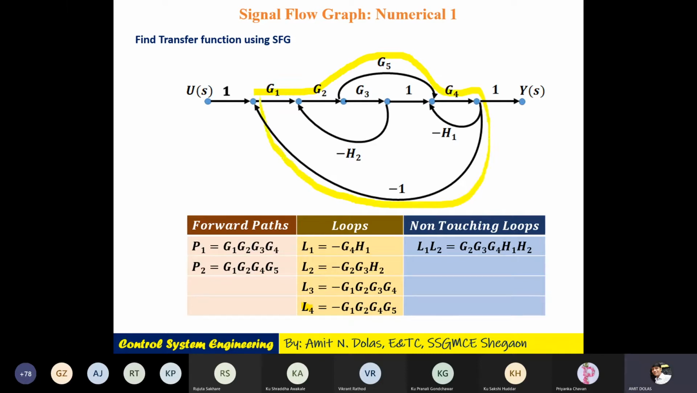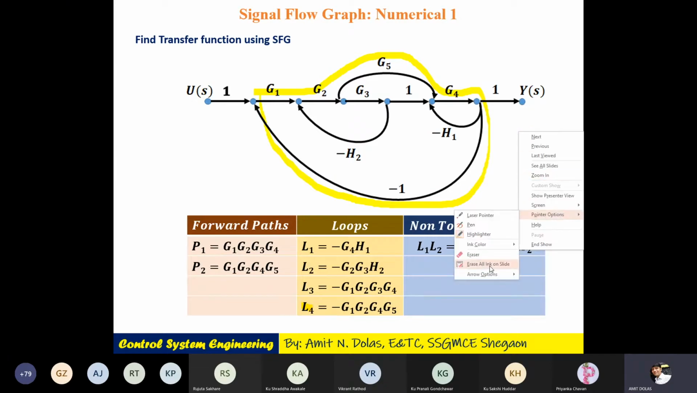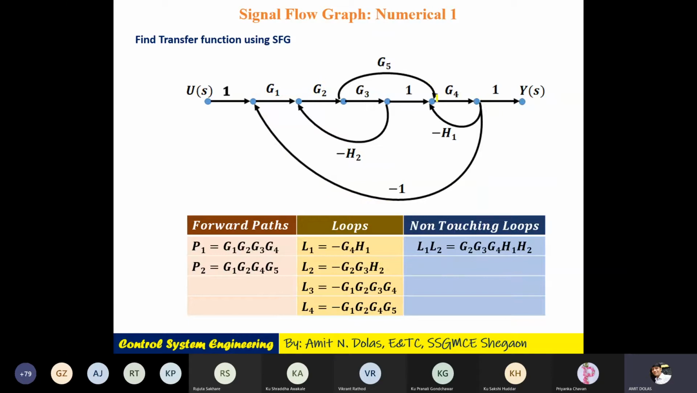Again, this L4 is also touching everywhere. L4 is touching L1, L2 and L3. So we do not want that. We want two non-touching loops. So only two loops are there which are non-touching. That is G4 minus H1 and G2, G3 minus H2.